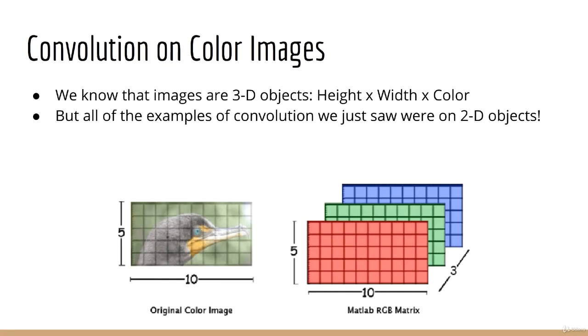In this lecture, we are going to extend our understanding of convolution so that it looks a little more like what goes on in a neural network. First, remember that in general, a neural network accepts as input color images. We know that these are three-dimensional objects, height by width by color. But for all the examples of convolution we just looked at, both the image and the filter were two-dimensional. So how can we reconcile this discrepancy?